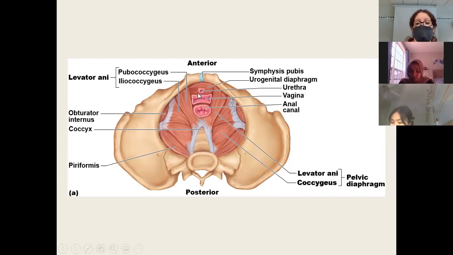Urogenital, okay, so the opening for the urethra, the opening for the vagina, the opening for the anus as well. All of that is here. So when you are doing a Kegel exercise, you're very much squeezing the levator ani and this urogenital diaphragm. It's all these muscles right here.